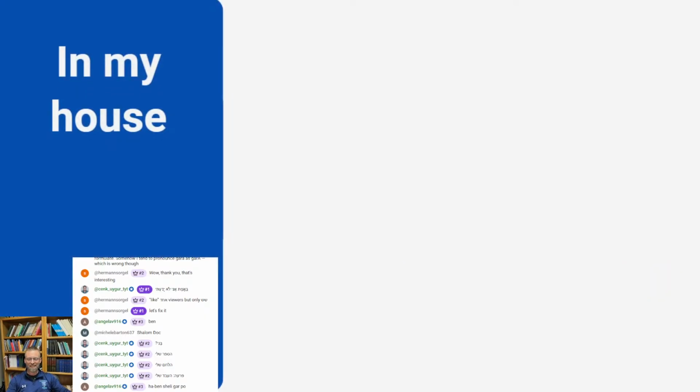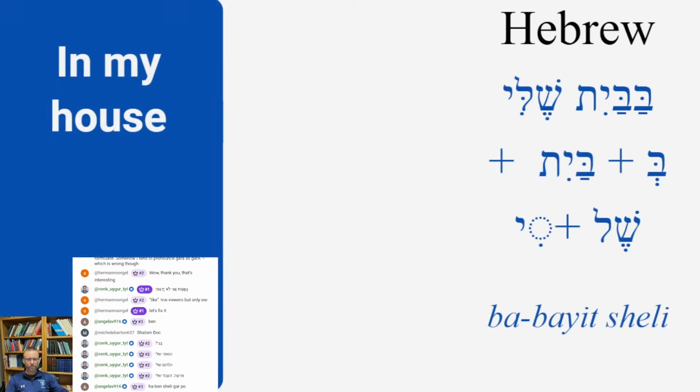All right, now, in my house. So we got a new word here. I don't think we've learned the word for house yet. I think we did that in our straight up Hebrew course, but not in the combined Hebrew Arabic course that we're doing right now. So in my house, how do we say that? Well, the first line here, you can read that it says babayit sheli. I put the transliteration down here. Babayit sheli.